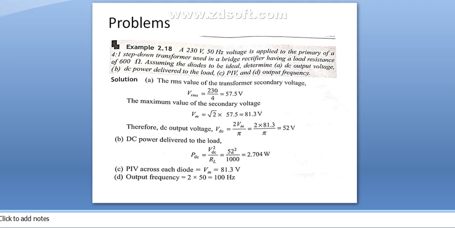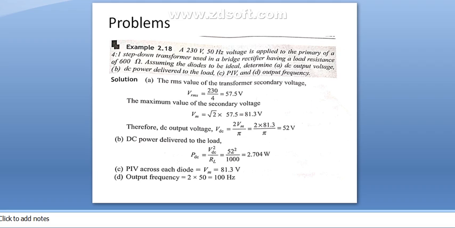So it becomes 2.7 watts. Next, peak inverse voltage across each diode, it is V maximum. So in the bridge rectifier, the peak inverse voltage is V maximum, but in the full wave rectifier, it is 2V maximum, and in the half wave rectifier, it is equal to V maximum.